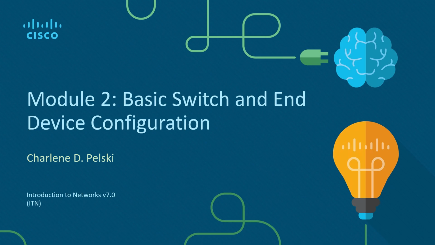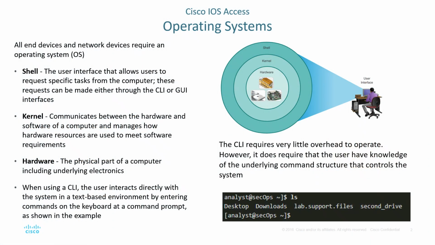Okay, so this is basic switch and end device configuration. All end devices and network devices require an operating system. Cisco's operating system is the iOS. It is proprietary to Cisco, meaning it's created by Cisco, and it is for use on Cisco equipment.